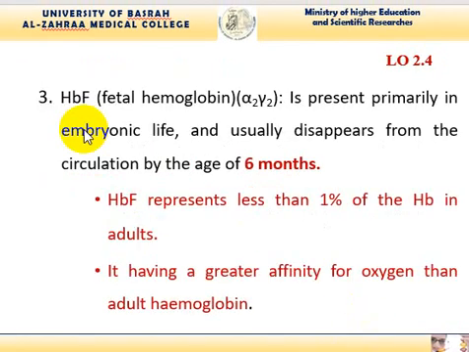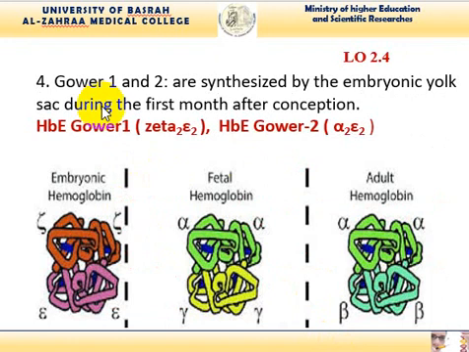The third type of hemoglobin is hemoglobin F, which is fetal hemoglobin. This hemoglobin, consisting of alpha 2 and gamma 2, is present primarily in embryonic life and usually disappears from the circulation by the age of 6 months. Hemoglobin F represents less than 1% of the hemoglobin in adults, and it has a greater affinity for oxygen than adult hemoglobin. The fourth type of hemoglobin is Gower 1 and 2.